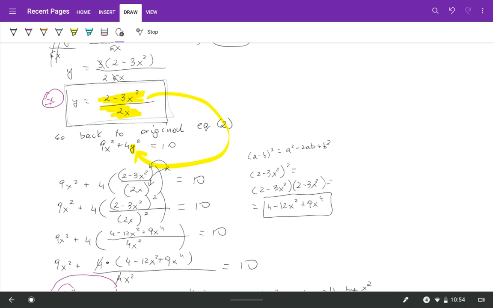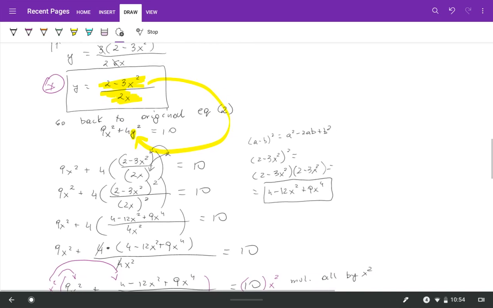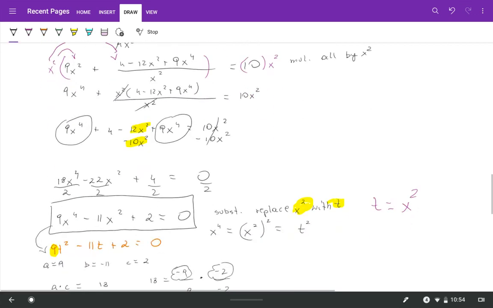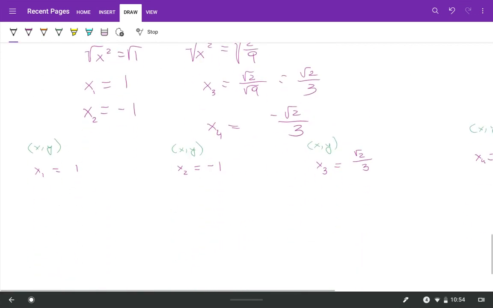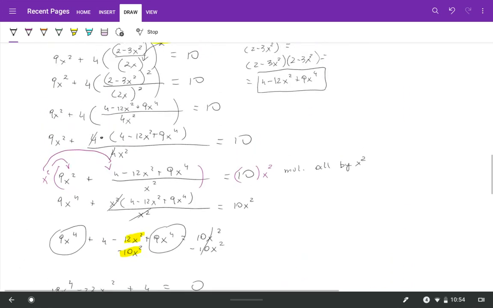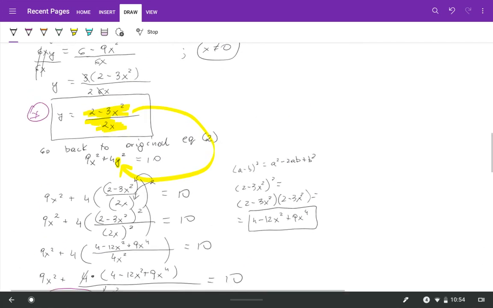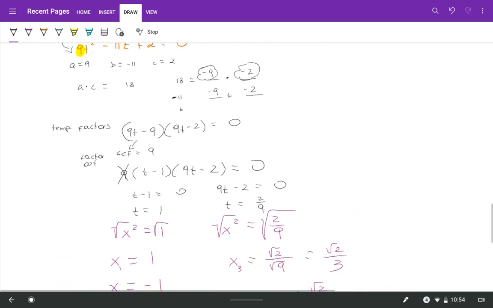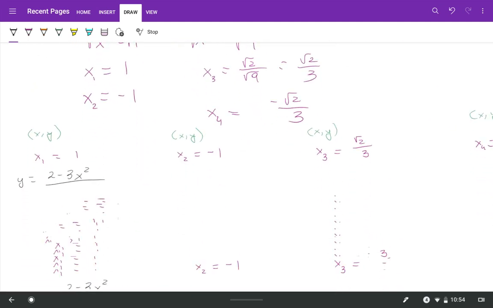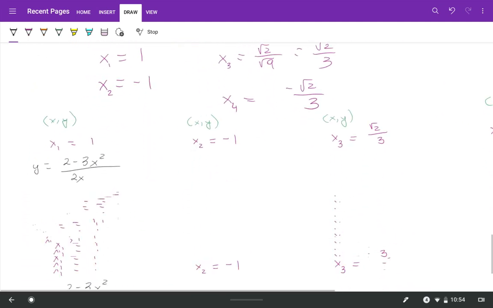I would like to copy this if you allow me. No? Okay, so y equals 2 minus 3x squared, divided by what? What was over there? By 2x. By 2x. So we need to find that y.